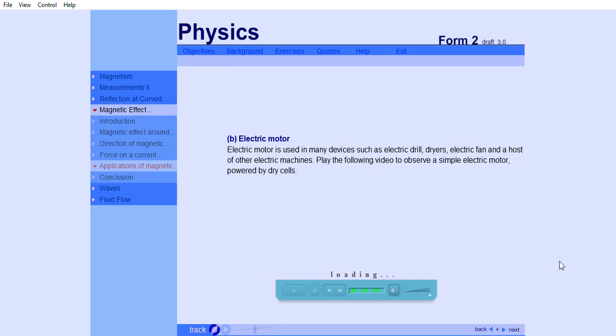Electric motor. Electric motor is used in many devices such as electric drill, dryers, electric fan, and a host of other electric machines. Play the following video to observe a simple electric motor powered by dry cells.